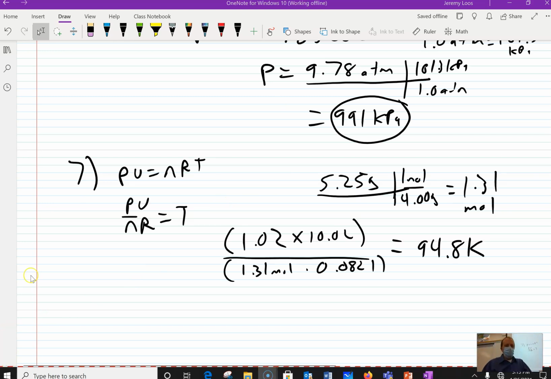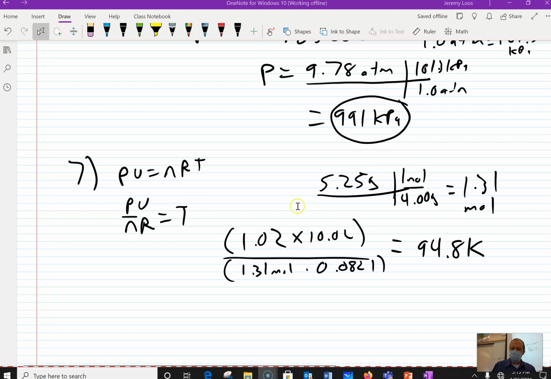So here I have number 7 worked out. And like I said, the challenge really for most students is just making sure all the units are right and recognizing that I need to convert this to moles. Helium's not diatomic, it's just regular 4 grams. So that's 1.31 moles of helium. We put that there, put in R, put in the volume. We should get about 94.8 Kelvin. I got 95.3.